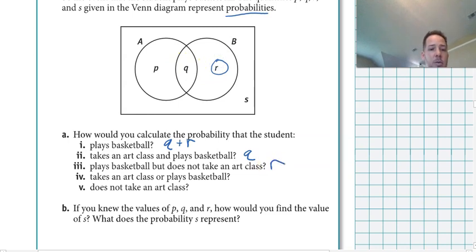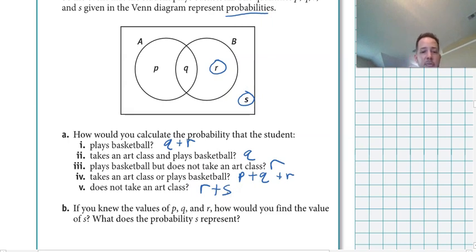Takes an art class or plays basketball. Takes an art class would be these two, or plays basketball. We can add any other regions we haven't counted already there. That'd be P plus Q plus R. And what about does not take an art class? So this one's kind of interesting. Where can we find the regions that are not taking an art class? Both of these two. So R plus S. Those represent students not in art.